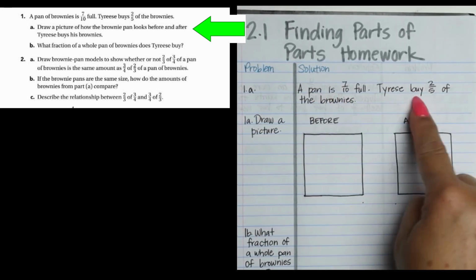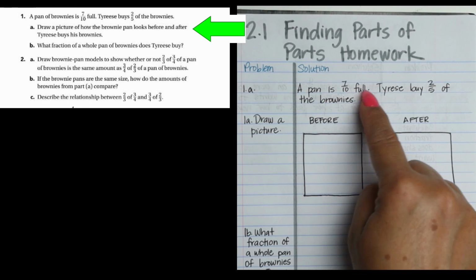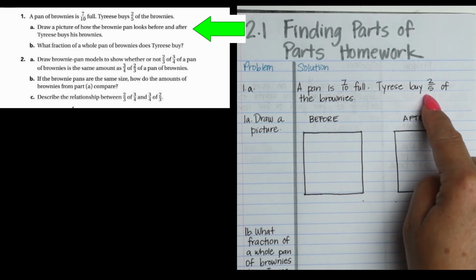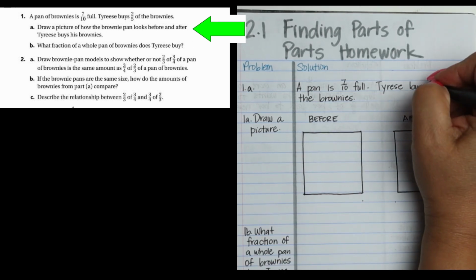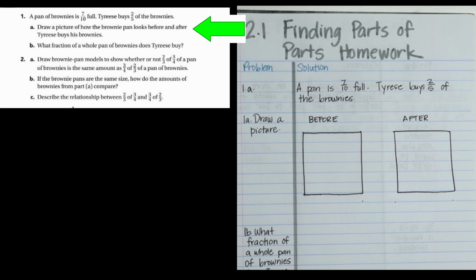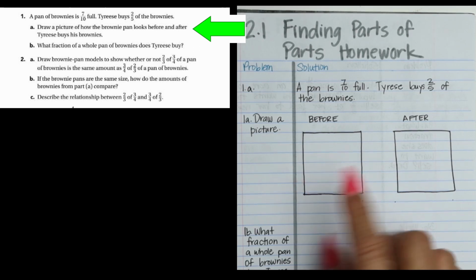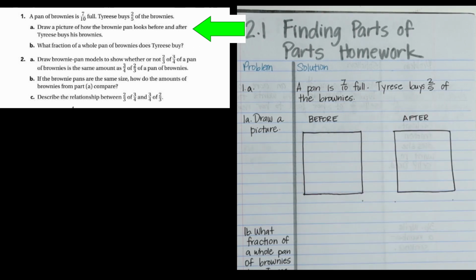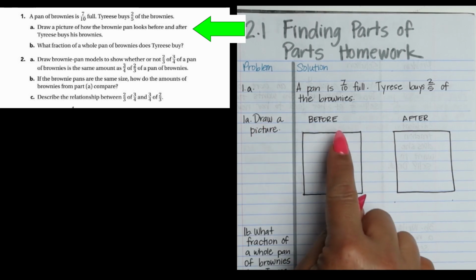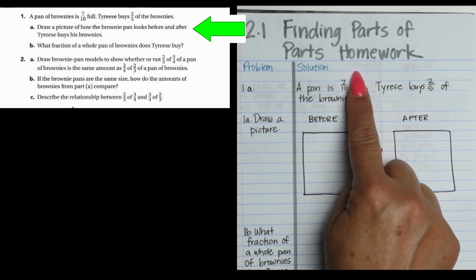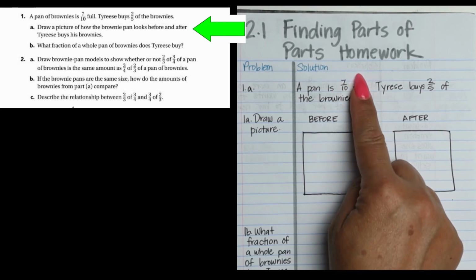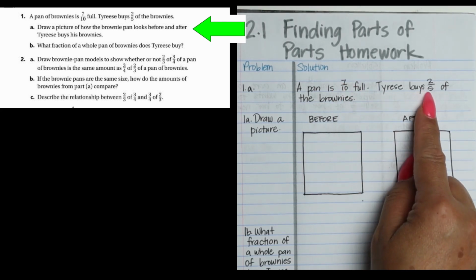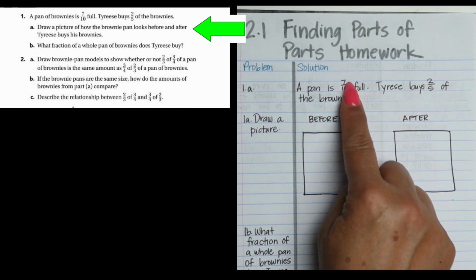So here's the scenario. A pan is 7/10 full. Tyrese buys 2/5 of the brownies. And let me put an S there before I get an angry mob messaging me to tell me I did a typo. Now it wants us to draw a picture before and after. Step 1 is always what it looks like before, and step 2 is what it looks like after. So we're going to draw this one first.